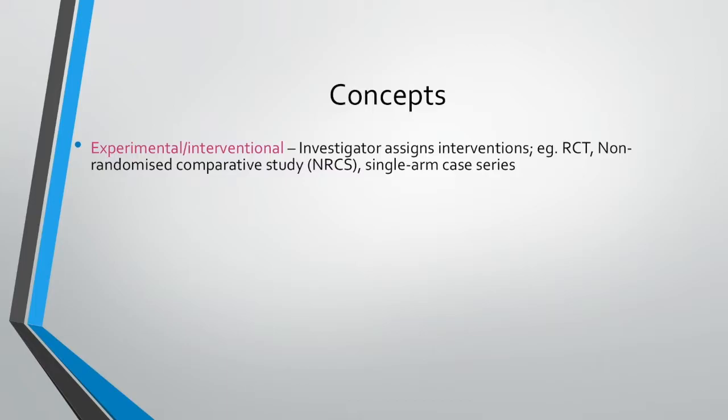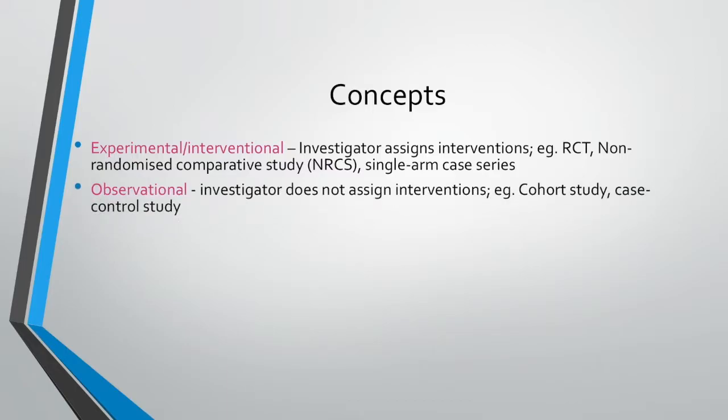And examples of this include randomized controlled trials, non-randomized comparative studies, or even single-arm case series. On the other hand, if the investigating team does not assign an intervention, and rather just observes what happens to participants over time, then this is an observational study. And examples of these include cohort studies or case control studies. So the key difference between experimental and observational studies is the assigning of an intervention by the investigating team.